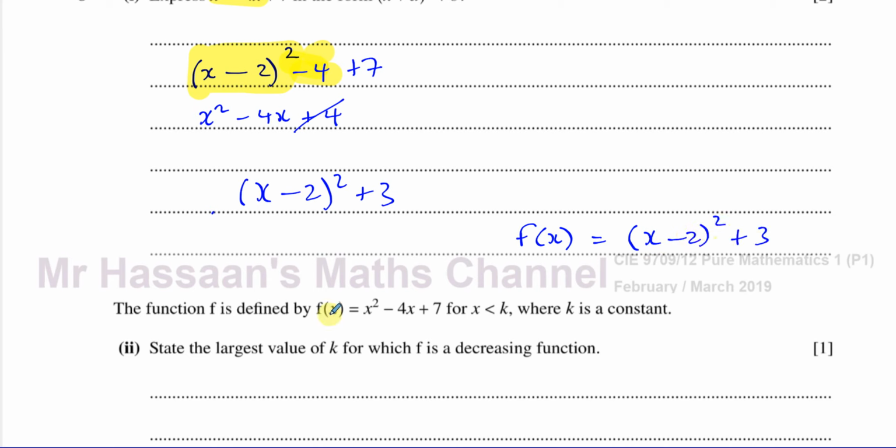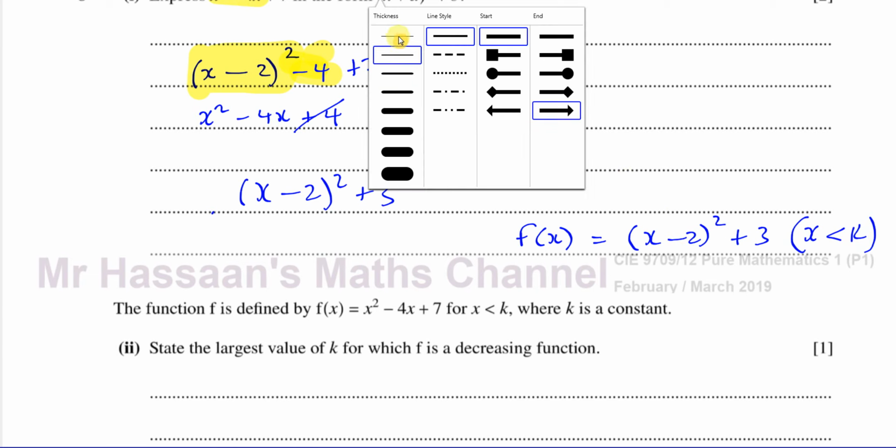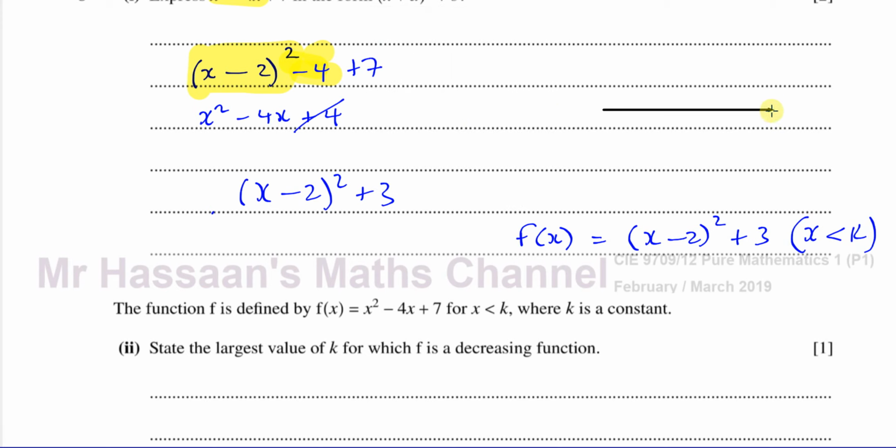Okay, we need to find the largest value of k for which this is a decreasing function. So it gave us a domain. That means this function only exists for the values of x which are less than k. So we want to find the largest value of k for which this is a decreasing function. Now, first of all, let's just sketch this function, and we've got to imagine what it looks like here. Whenever you've got questions about functions, it's always good to make a little sketch and imagine what the function looks like.